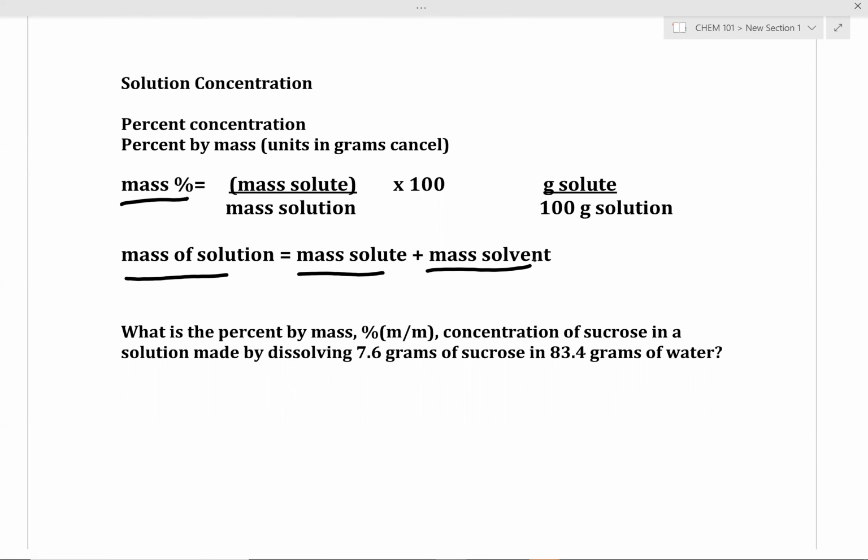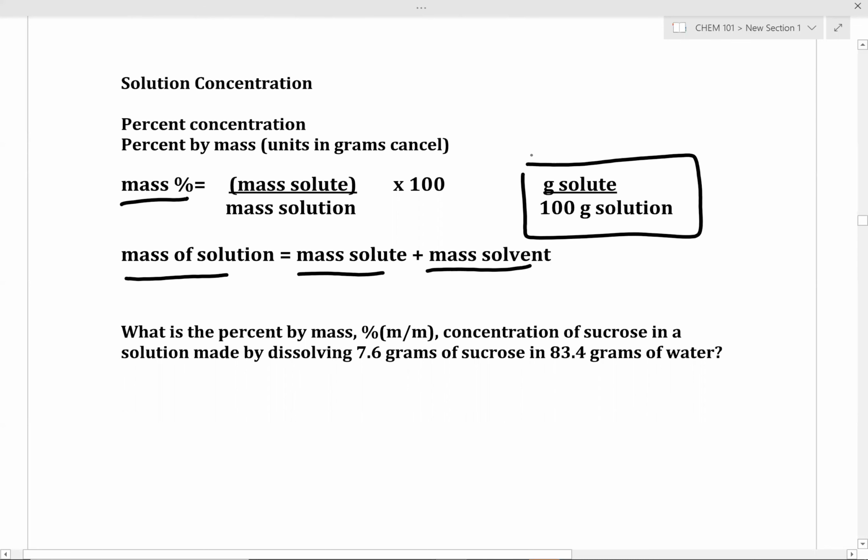When you see percent by mass, it's best to think of it as the grams of solute per 100 grams of solution. Does this form look familiar to everyone? Does this conversion factor look familiar from our chapter on mass percent? It's exactly identical, except it's per 100 grams of solution.